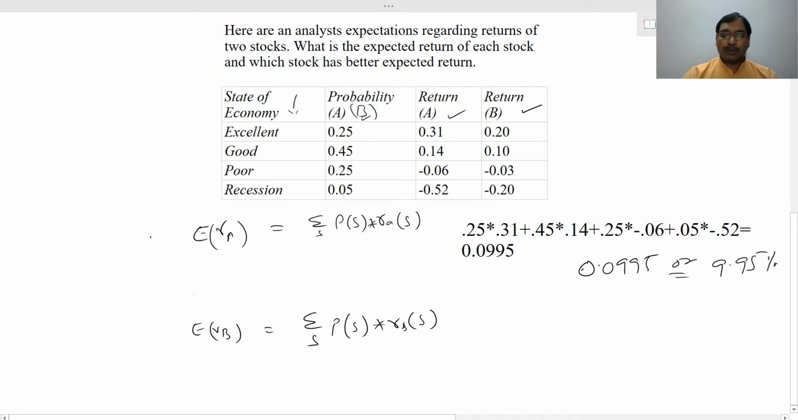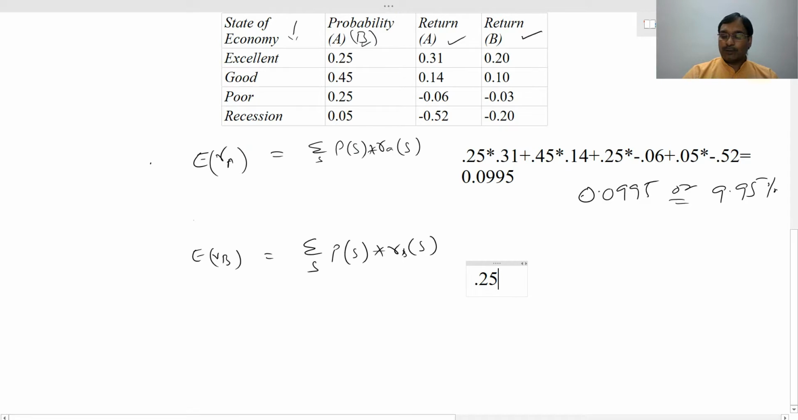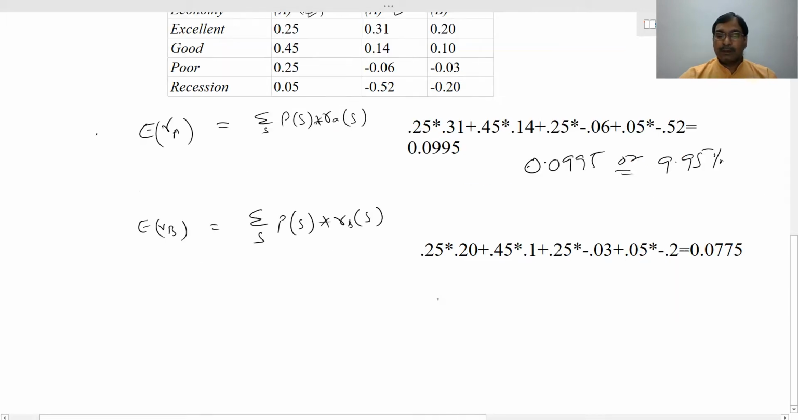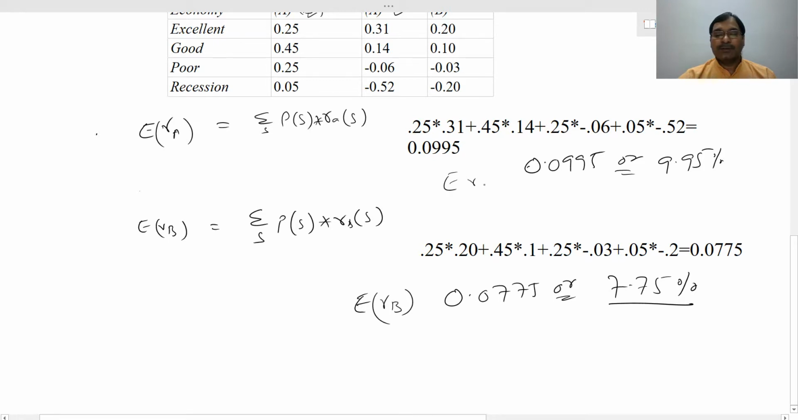Similarly, for stock B, this is 0.25 times 0.20 plus 0.45 times 0.1 plus 0.25 times minus 0.03 plus 0.05 times minus 0.2. So this comes to 0.0775 or 7.75%. This is the expected return of B, and this one is the expected return of A.